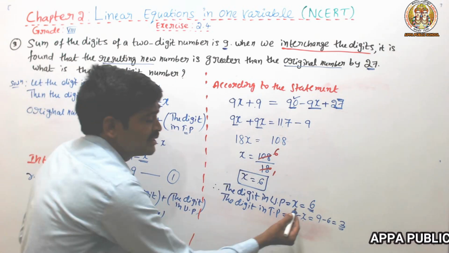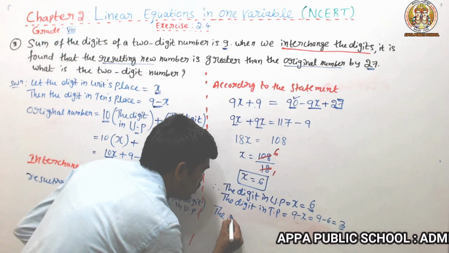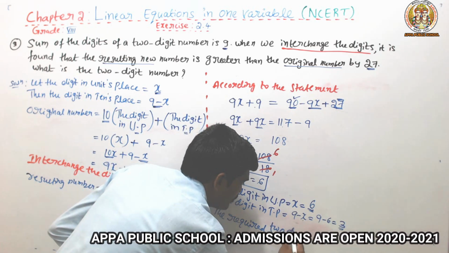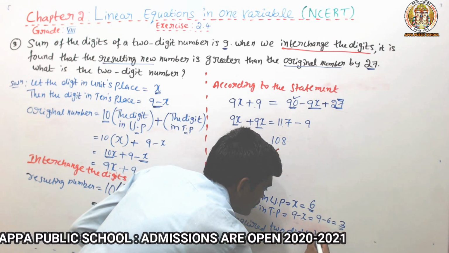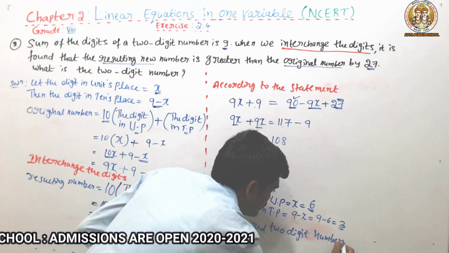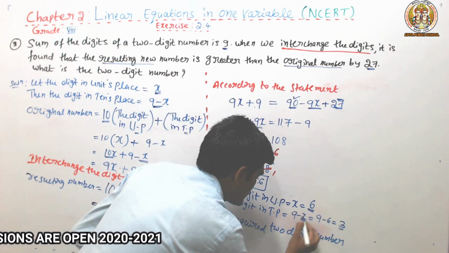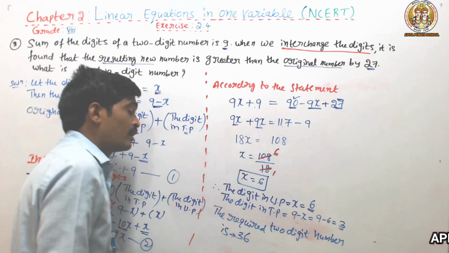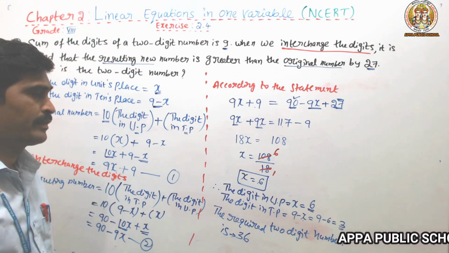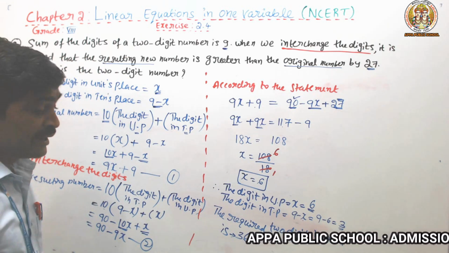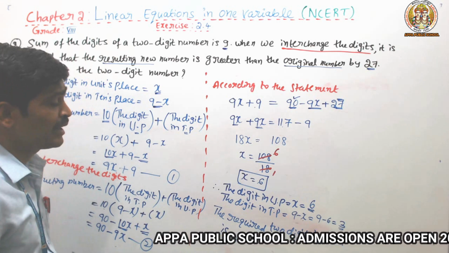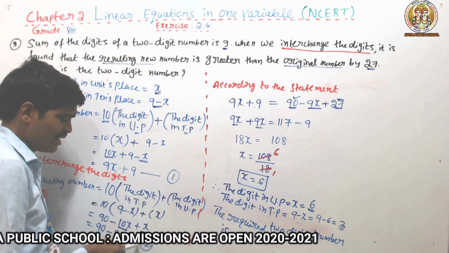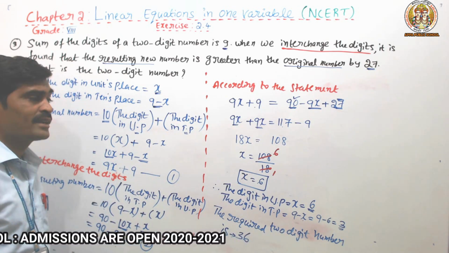So how to make this number? The required 2-digit number is units place 6, tens place 3. So the required 2-digit number is 36. Understood, my dear students? And there is also one more alternate method, my dear students. Those not understanding these last 3 lines, you can substitute the value in equation 1 or equation 2 and get the answer. That also I will explain.